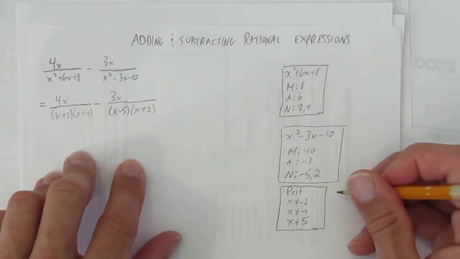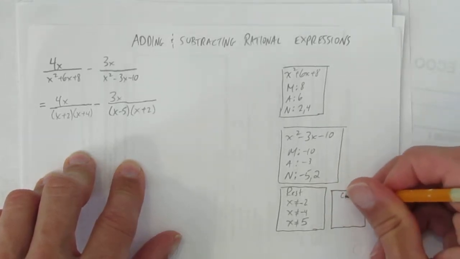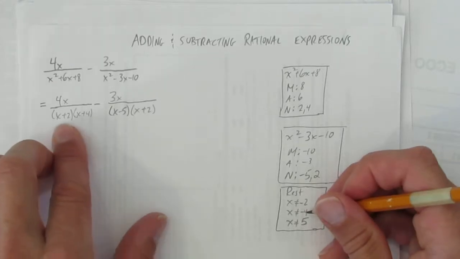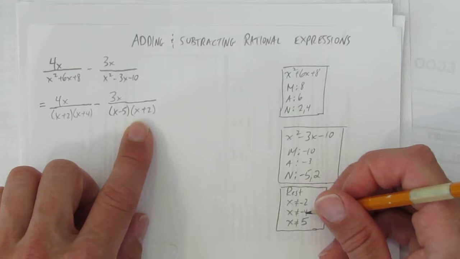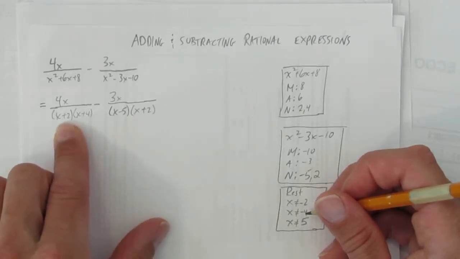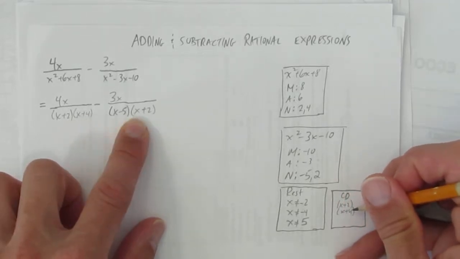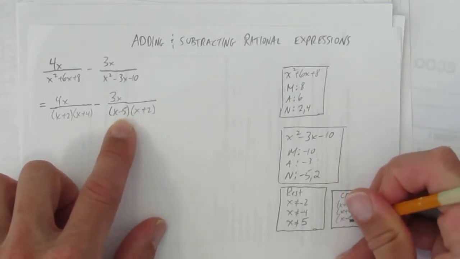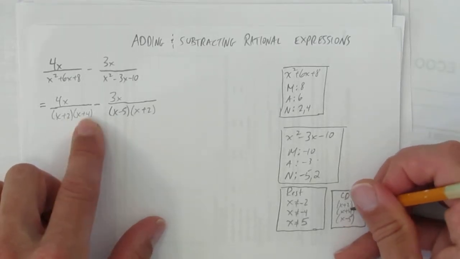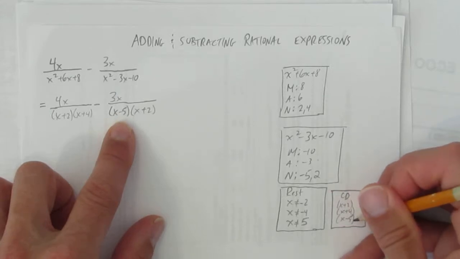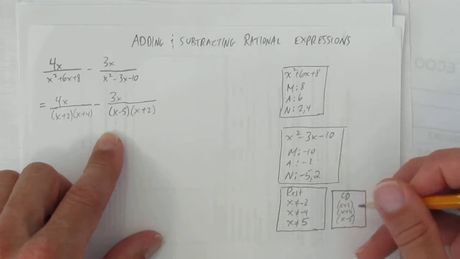And the next thing I need to do is find a common denominator. I'm going to write down all the things a denominator needs to be a common denominator. This has an x plus 2 and an x plus 4. This has an x minus 5 and an x plus 2. So what's missing? I've got an x plus 2 and an x plus 4. This one already has an x plus 2 and x minus 5. So in other words, everyone's going to need to have an x plus 2 and an x plus 4 and an x minus 5. They all need that.